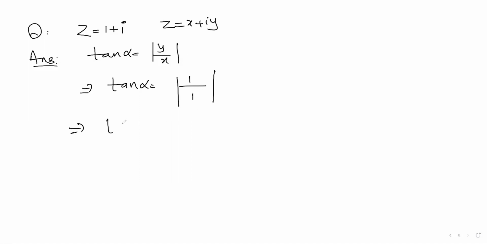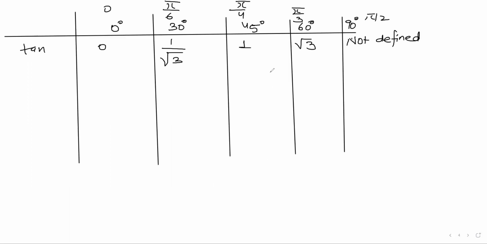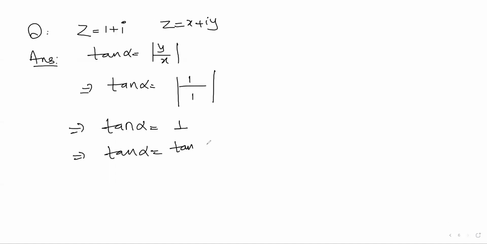So tan alpha is equal to what? Modulus will convert every sign into a positive one. If you put a negative sign, it will convert it into a positive one. So tan alpha is equal to 1. Safan, for which angle will we get 1 in tan? 45 degree. Okay, so in place of 1, we will write tan pi by 4, since 45 is pi by 4. Now compare: this is tan, this is tan. So alpha is equal to pi by 4.